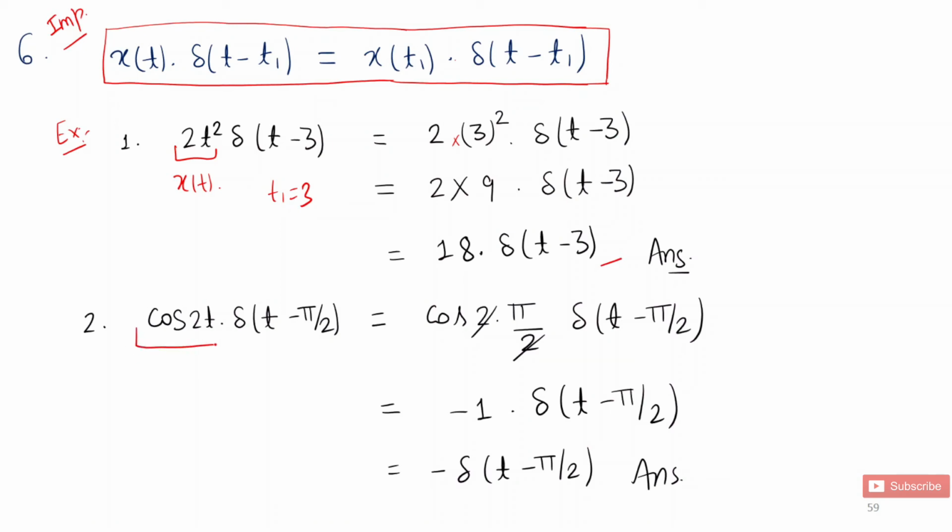Example number 2, this is x(t) into delta of t minus t1, t1 is pi by 2. So put t equal to pi by 2. So this is minus delta of t minus pi by 2.